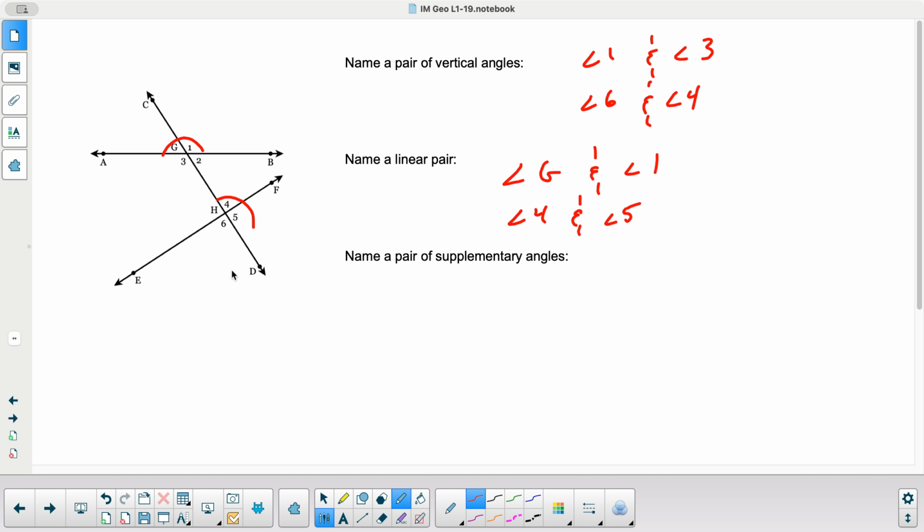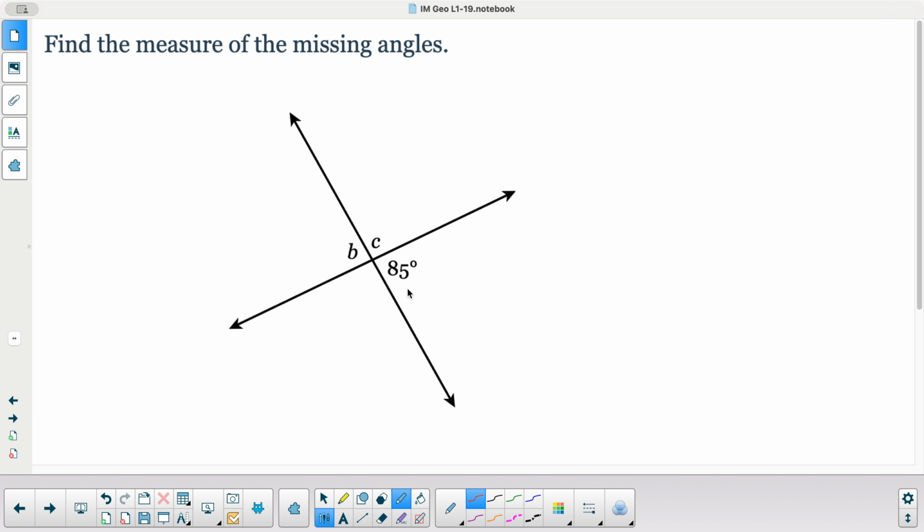So, pick any other 2 here that are linear pairs. So, angle H and angle 6, or angle 6 and angle 5. Okay, any two that are a linear pair. Okay. All right, find the missing angle.